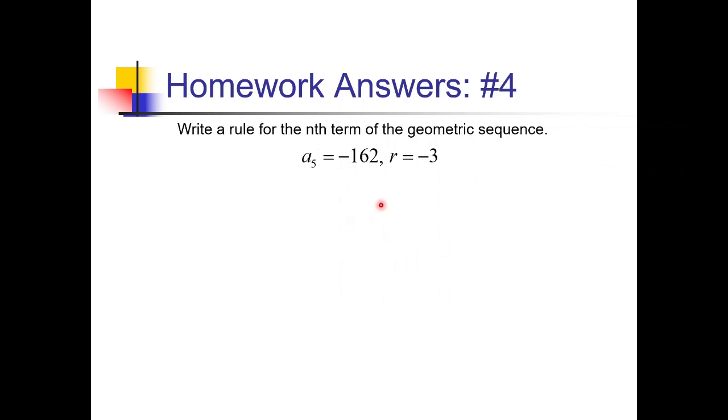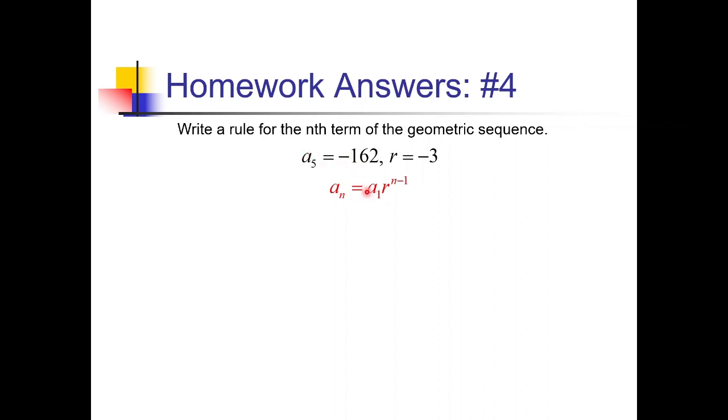For this problem, we're trying to find a rule for the nth term of this geometric sequence. So we are given a term that's not the first term, but we are given the common ratio. So let's start with our geometric sequence general formula here. That would be a sub n equals a sub 1 times r to the n minus 1. And in order to actually fill this thing out, we're going to need this a sub 1 value, which again they didn't give us.